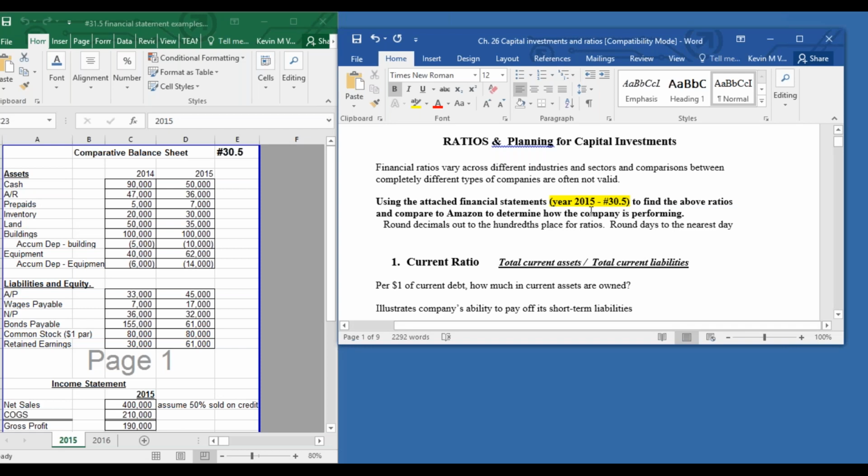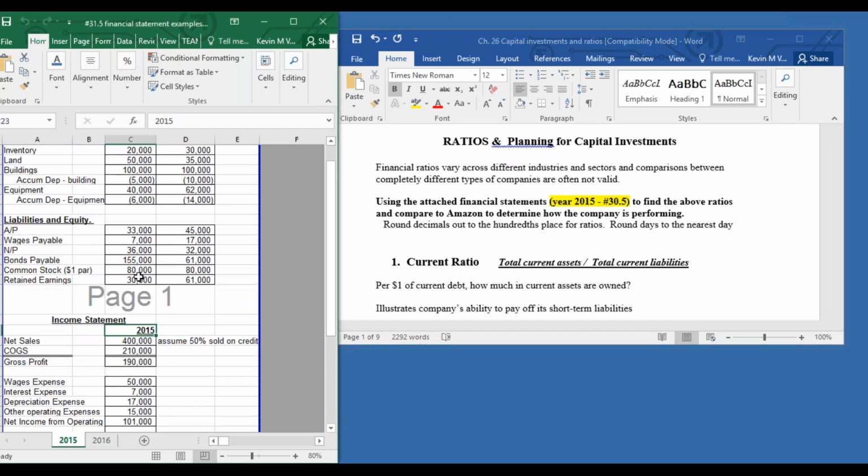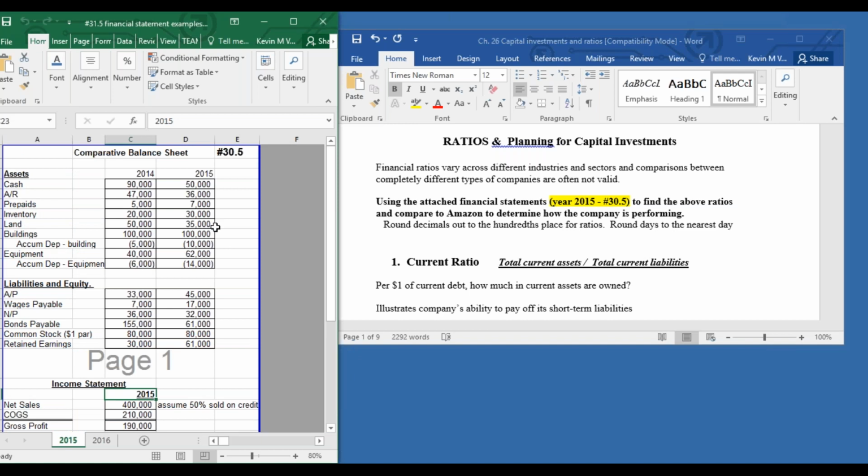Okay, so as I said, we're going to be looking at the year 2015, looking at the income statement and the balance sheet, and then I have 2014 up here because we will have a couple averages to use, and the averages will be whatever the beginning of the year is plus the end of the year, and then divide it by 2. That's how we're going to find the average on a couple of these.